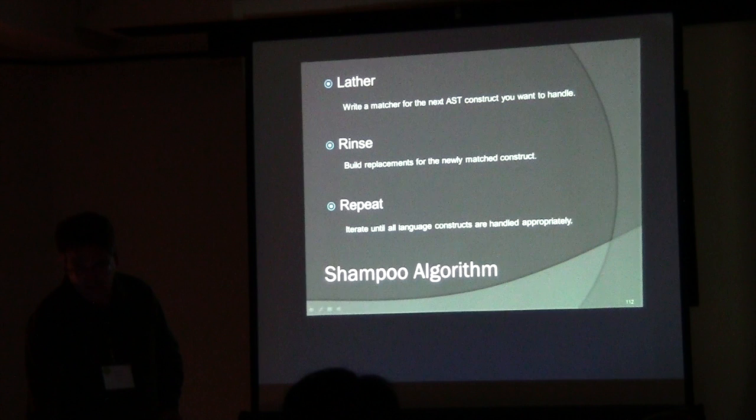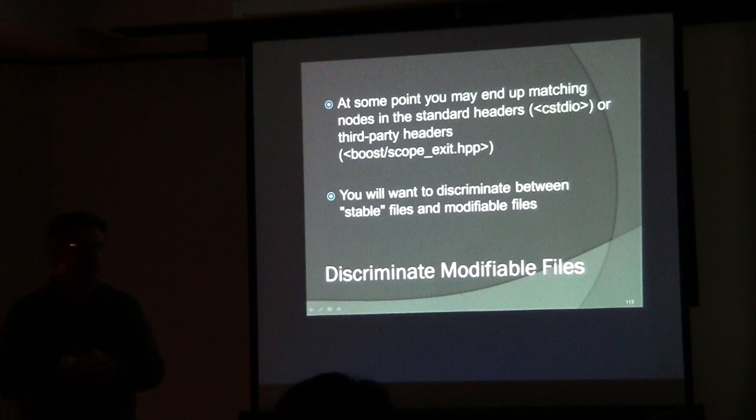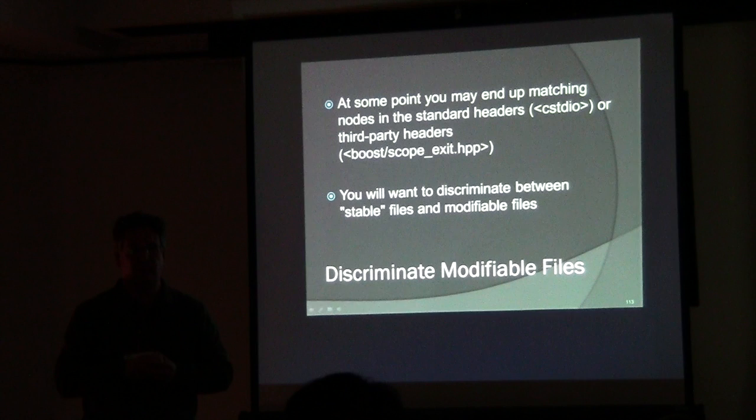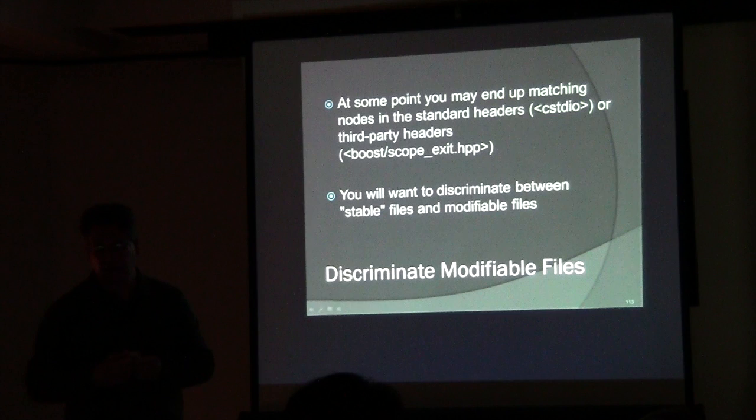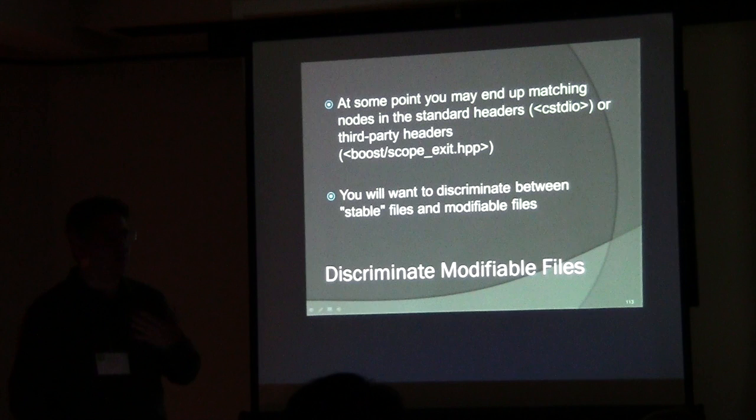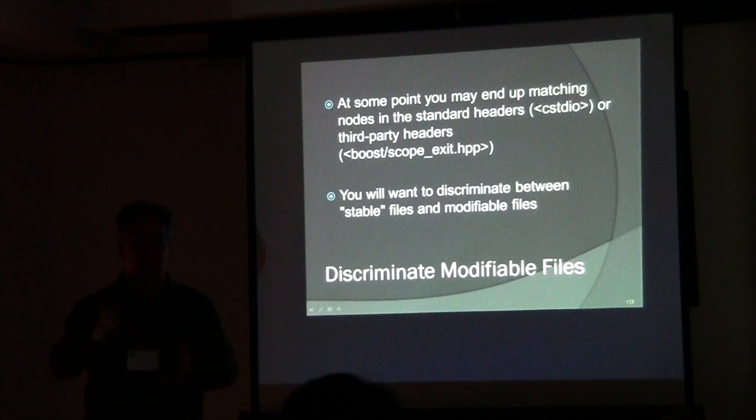At some point, as was mentioned earlier, you get matches against files you can't change. I actually ran my tool looking for instances of paren void paren in boost, and I found one at boost scope exit, but I don't want to refactor boost just because I included it. I just want to refactor my stuff. Visual Studio has something like this where it says, tell me all the directories of things I should never change and I should just assume are stable so I don't keep rebuilding indexes and stuff like that. And I think that's a good idea.